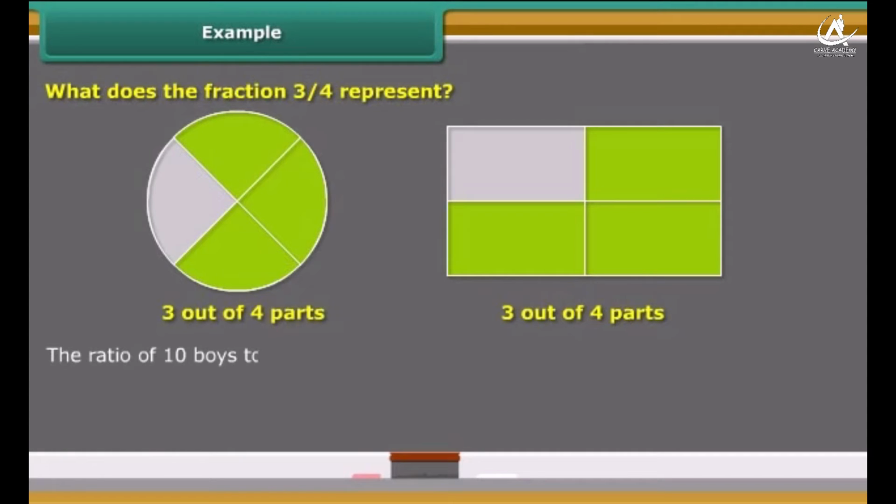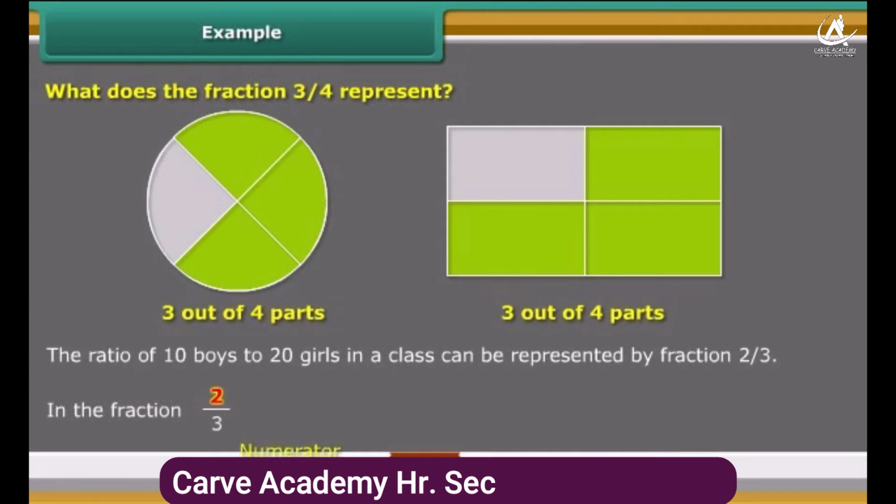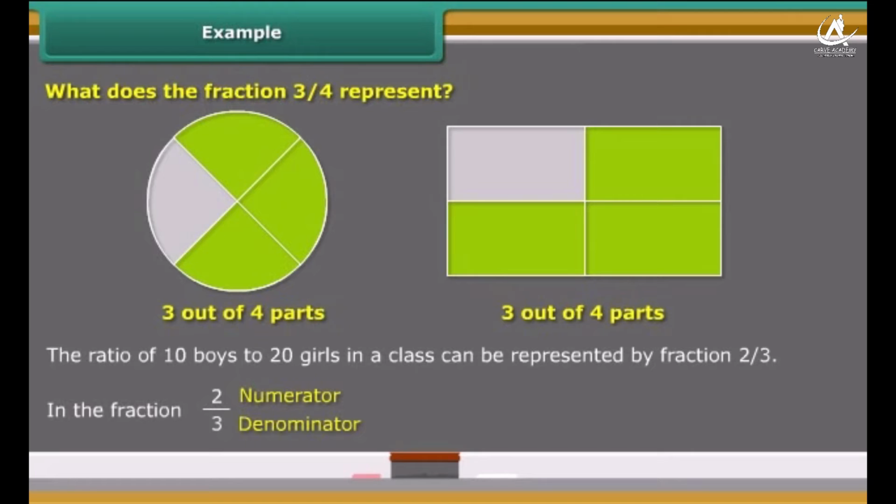The ratio of 10 boys to 20 girls in a class can be represented by fraction 2/3. In the fraction 2/3, number 2 is called the numerator of the fraction, and number 3 is called the denominator of the fraction.